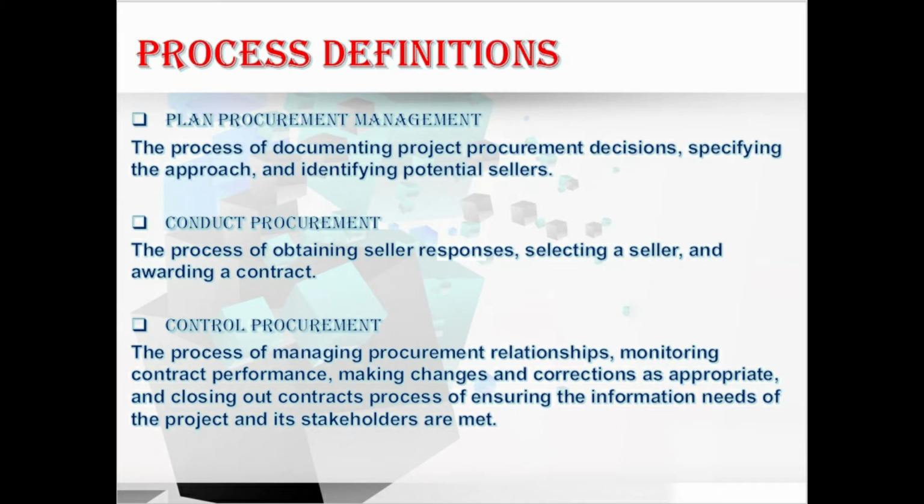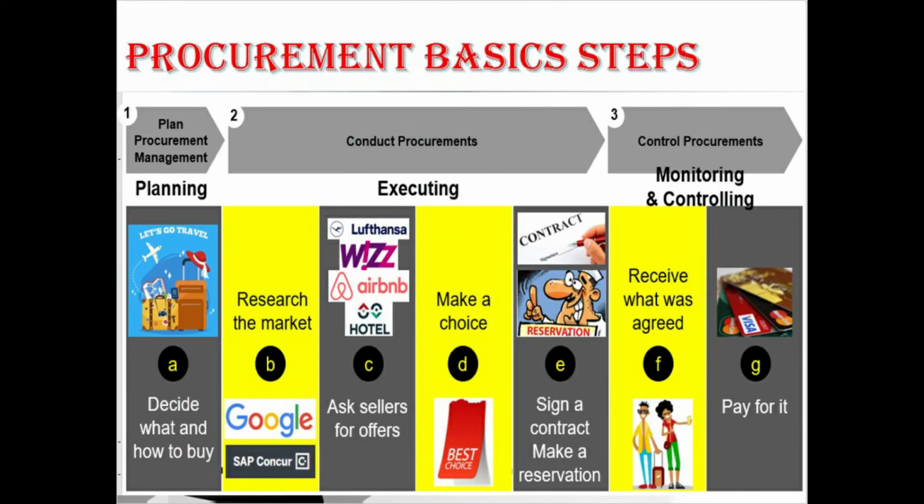And coming to control procurements: the process of managing the procurement relationships, monitoring the contract performance, making changes and corrections as appropriate, and closing out the contracts. This is about controlling the procurements. Hope you understood about these three processes. Let's go through some basic steps of the procurement process, how it goes through all the processes involved here.